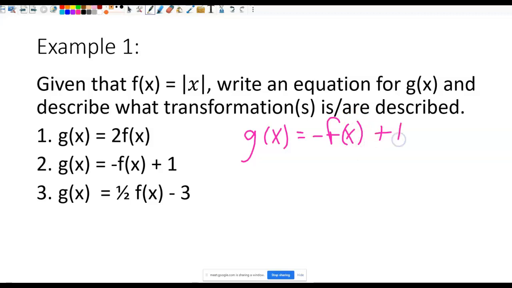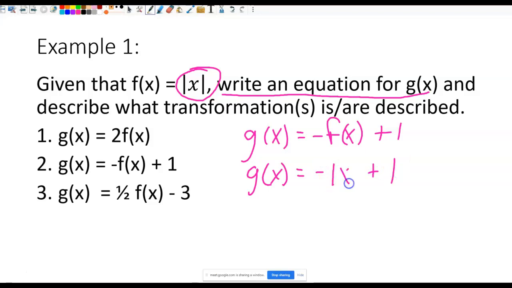The next thing that we're going to do is to write the equation. All you do for this is you replace the f of x with what f of x equals. So I'm going to replace f of x with what f of x equals. And f of x equals the absolute value of x. So there you go. That's the answer to part A.